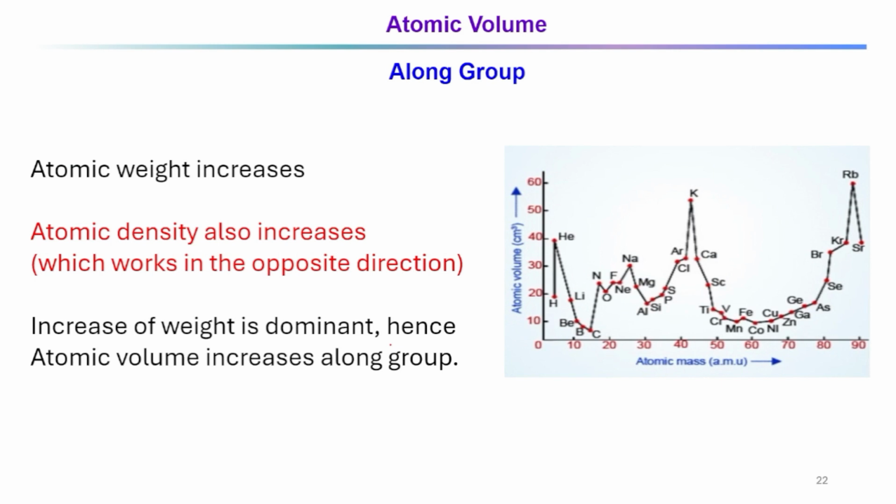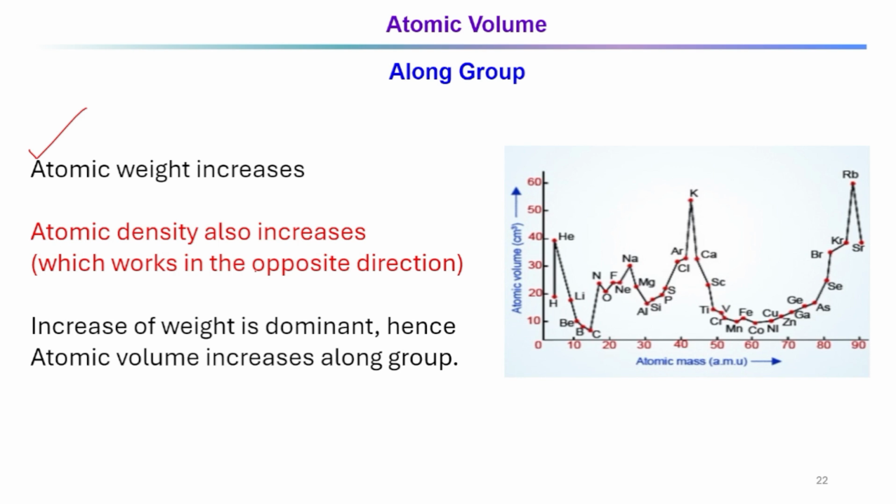Now let's see along the group. So what are the factors that are working along the group? Along the group, atomic weight increases. We are putting more and more protons and neutrons in the nucleus, so the atomic weight increases. Now atomic density also increases, which works in the opposite direction. The red ones, which I have written, are working in the opposite direction, or are the minor factors, which are not dominant. The black ones are the dominant factors, okay?